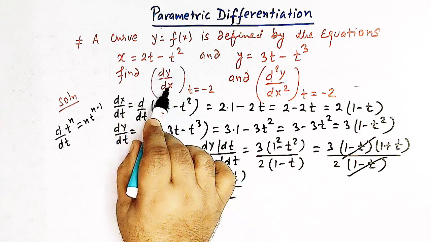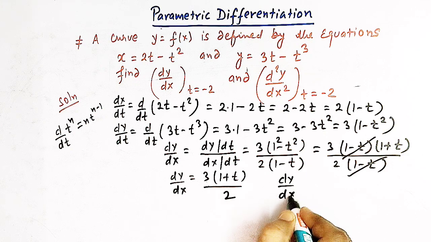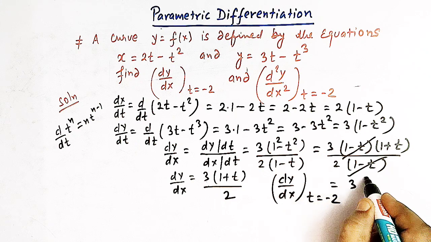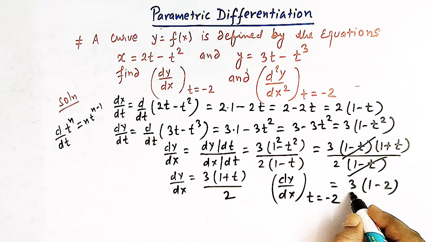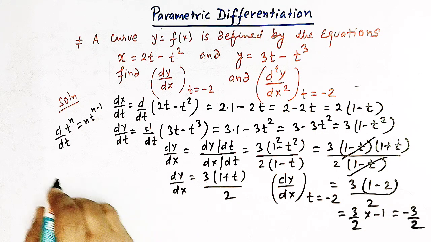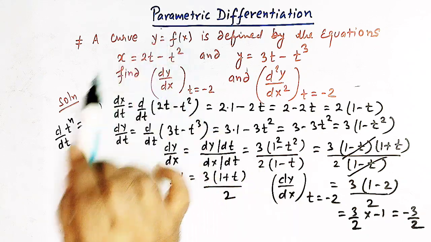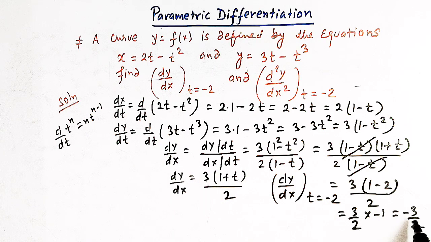And we have to find the derivative at t is equal to minus 2. So dy over dx at t is equal to minus 2 is given by 3 times 1 minus 2 by taking t is equal to minus 2, and here we have 3 by 2 times minus 1, that is minus 3 by 2, right? So the slope of the tangent to this curve y is equal to f of x at this point t is equal to minus 2 is given by minus 3 over 2.